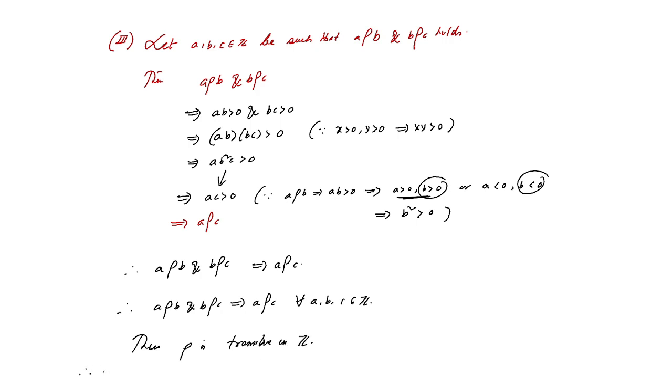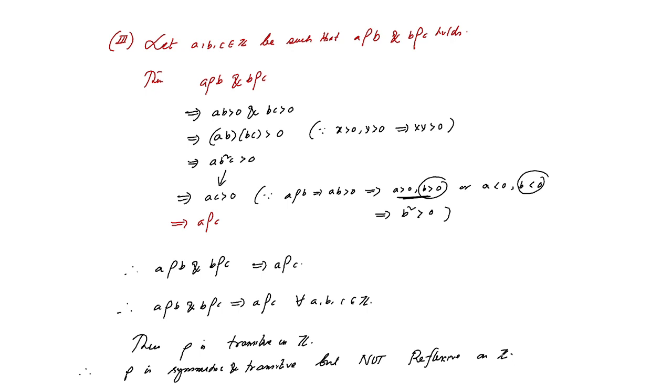So what we get? Our conclusion here is: the rho is symmetric and transitive, but it is not reflexive on Z.